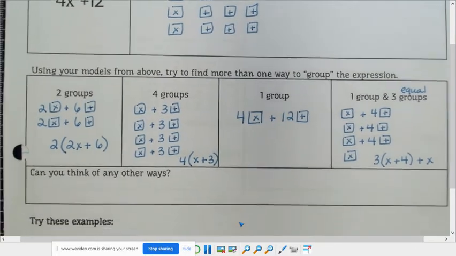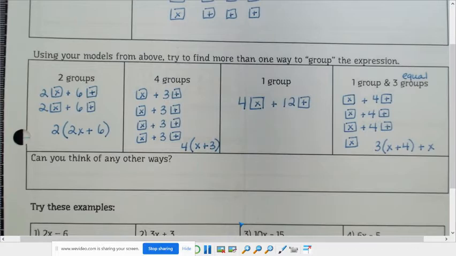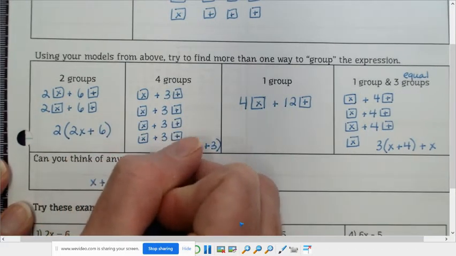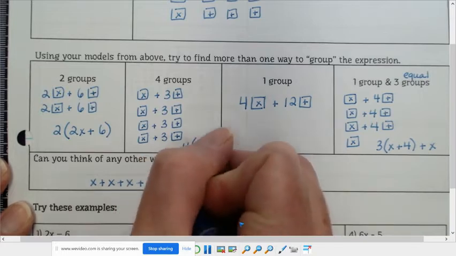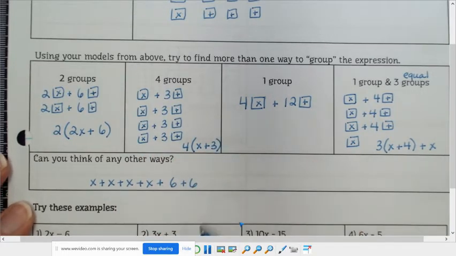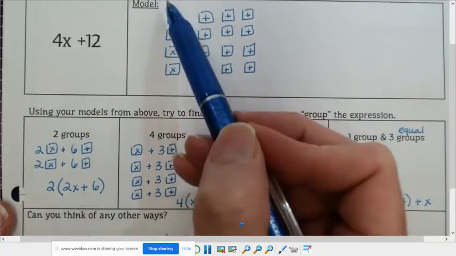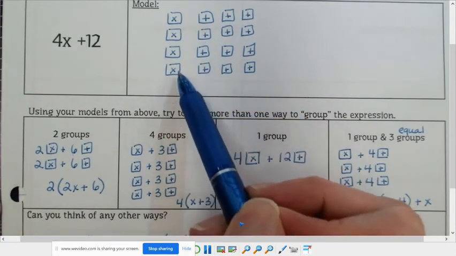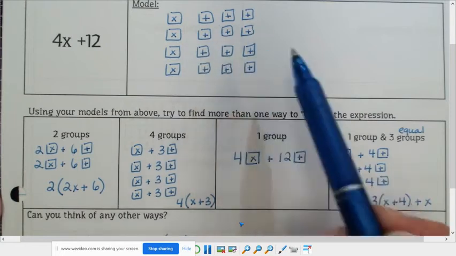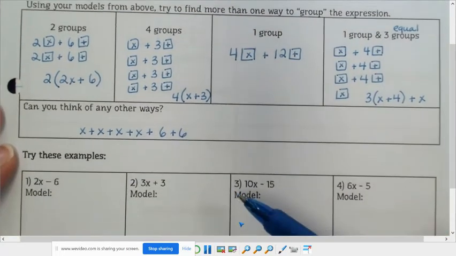And there are many more ways to write these expressions. You could even write it all out like this: x plus x plus x plus x plus 6 plus 6. You could do each individual one if you wanted to. You could do x plus x plus x plus x plus 1 plus 1 plus 1 plus 1, 12 different times, and that would be an equivalent expression as well.